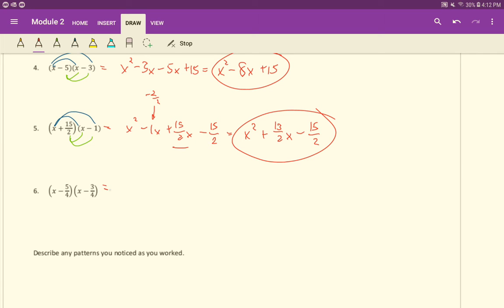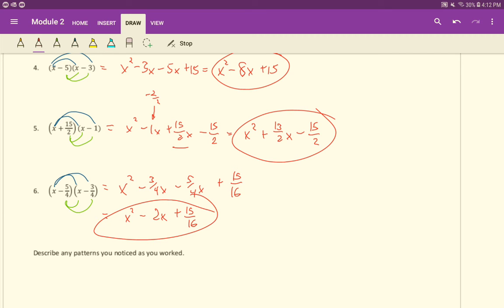And then the last one, again, multiply. So x times x, x times minus 3/4, minus 5/4 times x, and minus 5/4 times minus 3/4. So again, multiply, so we get x squared minus 3/4 x minus 5/4 x, and then 5/4 times 3/4 is positive 15/16. And then again, we combine like terms. Minus 8/4, which is really just 2. And then plus 15/16. Okay.